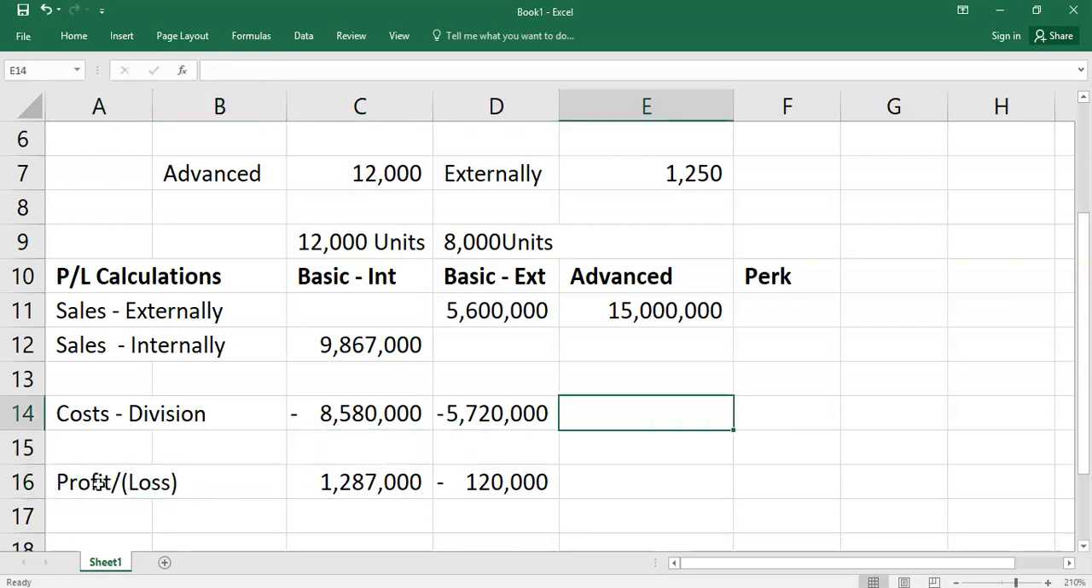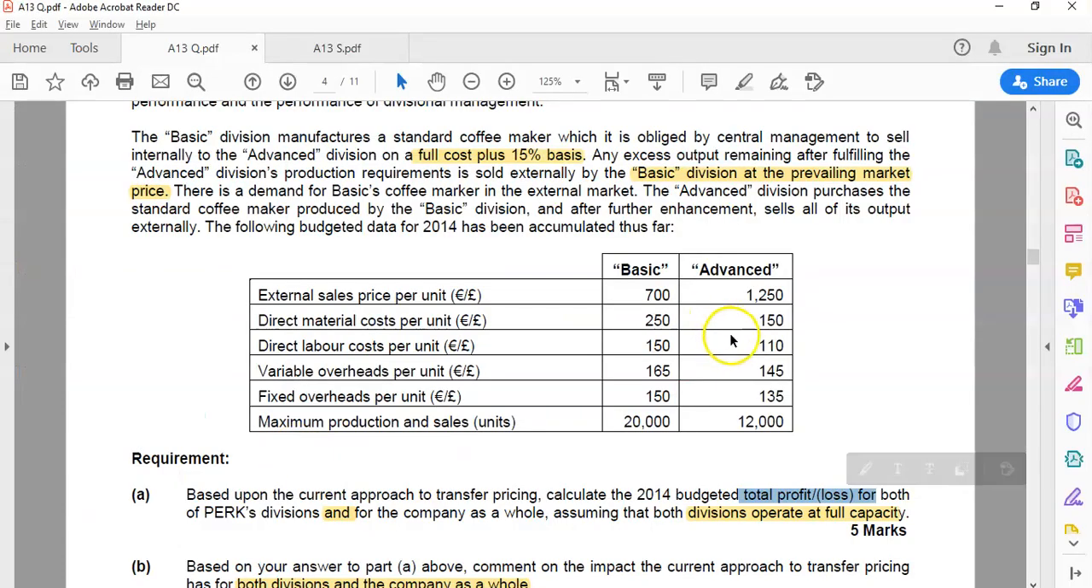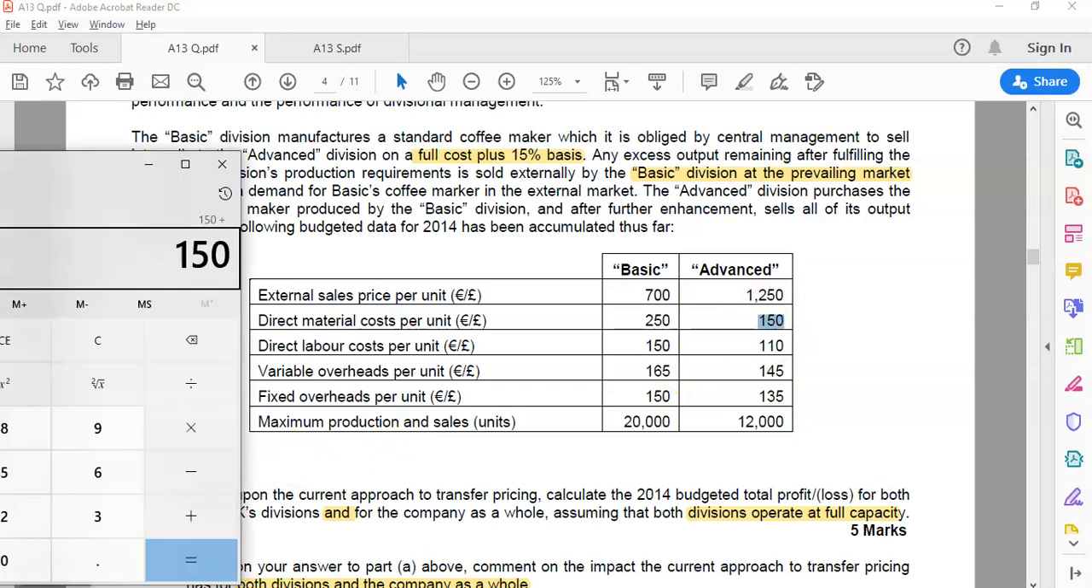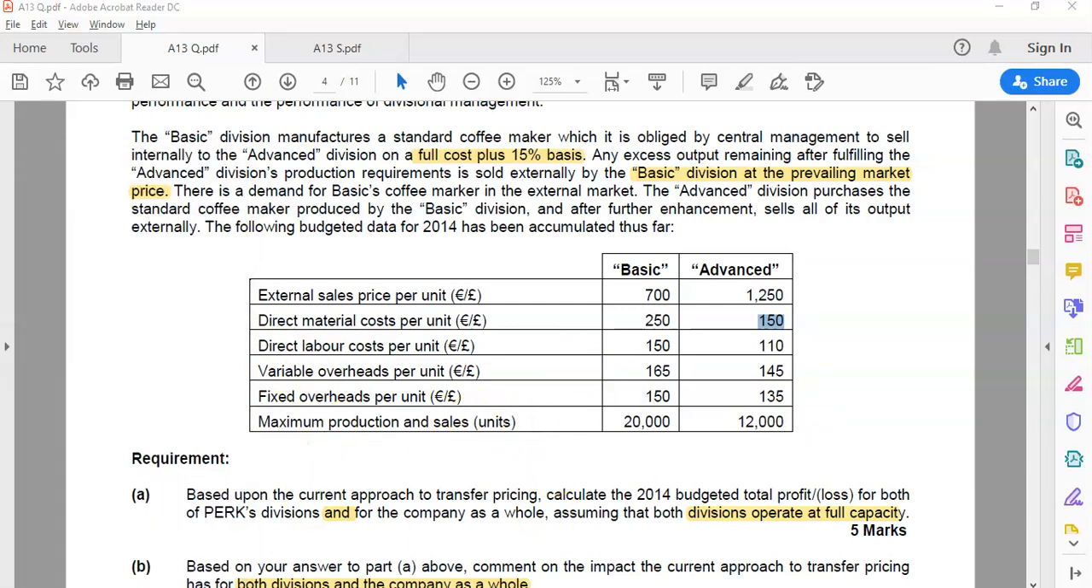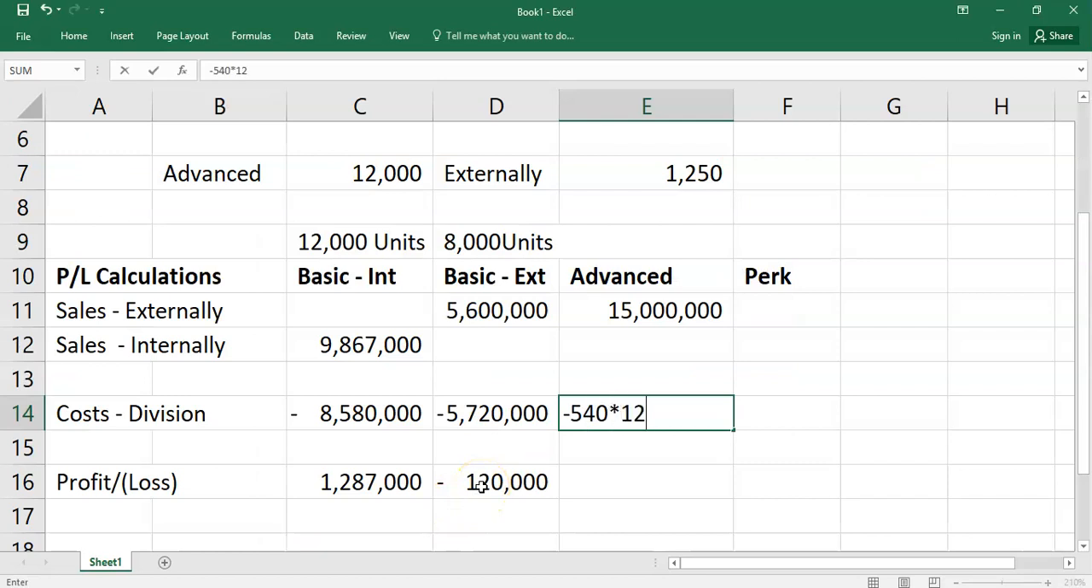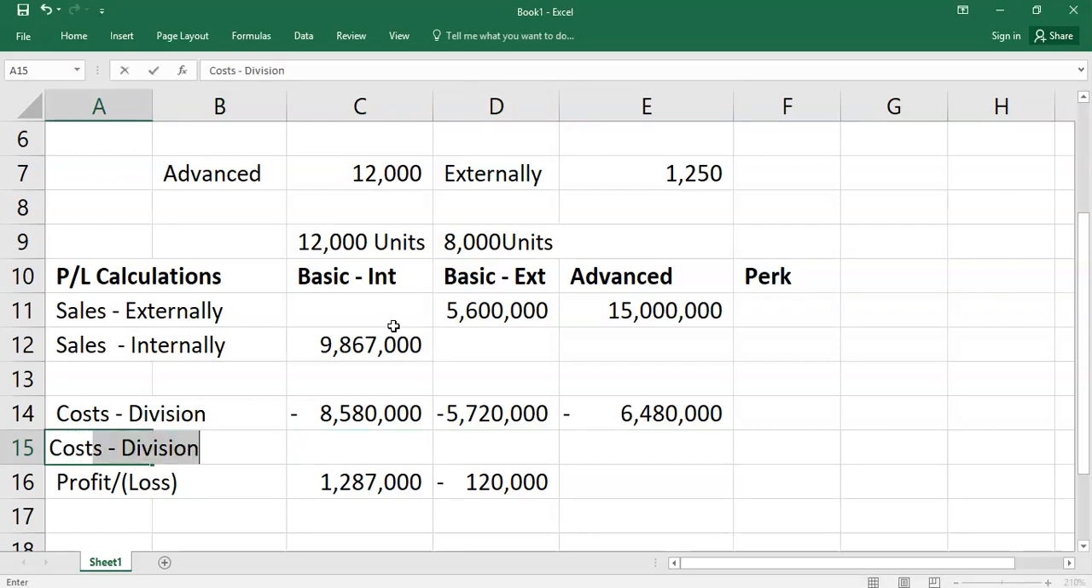For Advanced, their cost to the division, just be careful. The full cost per unit is 150 plus 110 plus 145 plus 135. So that's the extra cost, which is 540. Minus 540 times 12,000. So what we mean by that is once they get the Basic product in from Basic, they will do an extra 540 euro worth of work to it, which will cost them 6480. What a lot of students forget to put in here is you have the cost of the internal transfer.